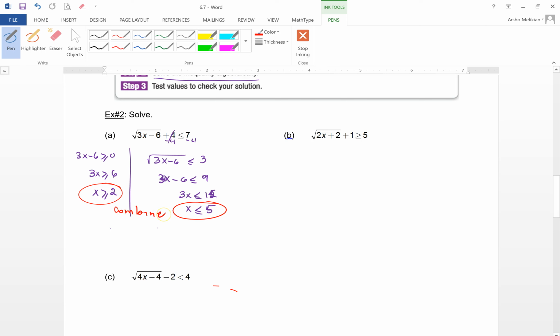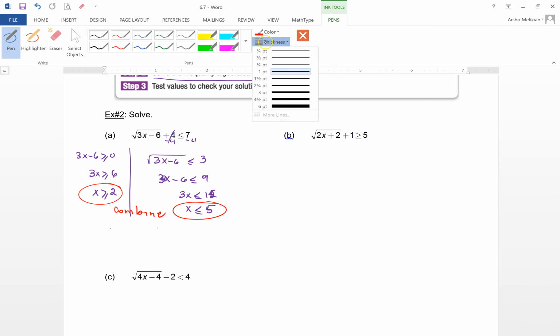Right? I need to combine both of these because on the one hand, it's telling me that your values have to be greater than 2. And on the other hand, it's telling me that they have to be less than or equal to 5, right? So I need to combine them.